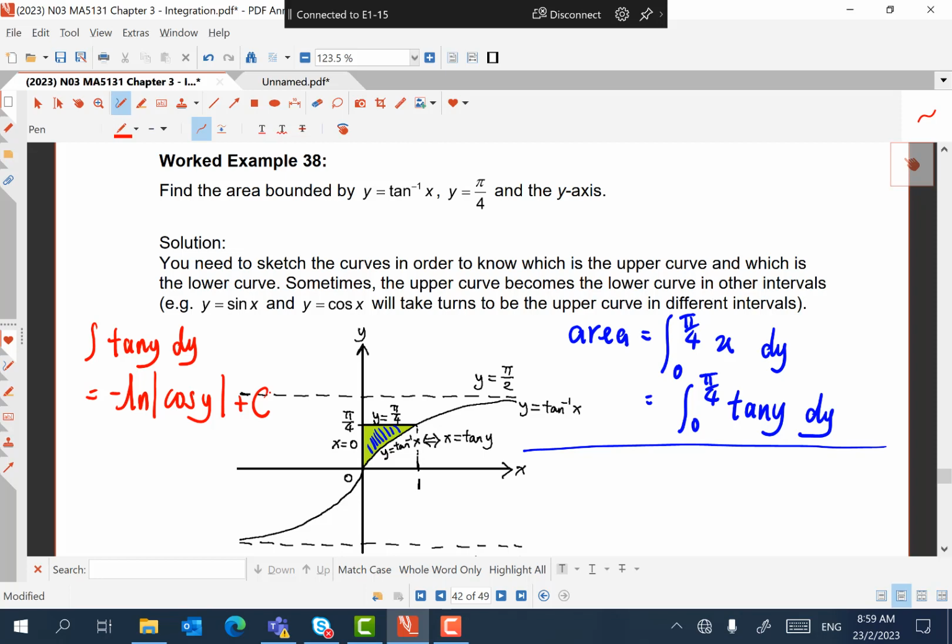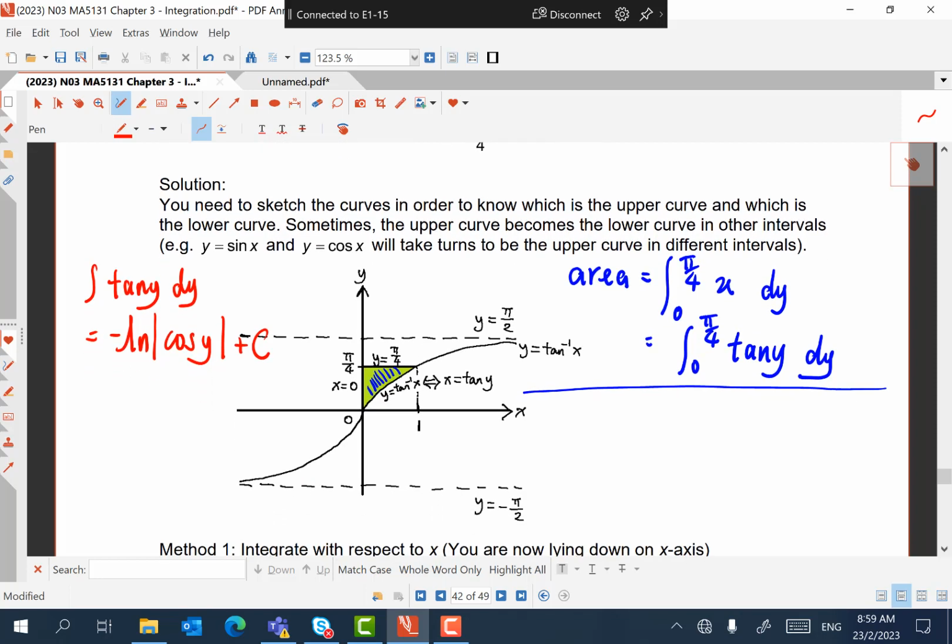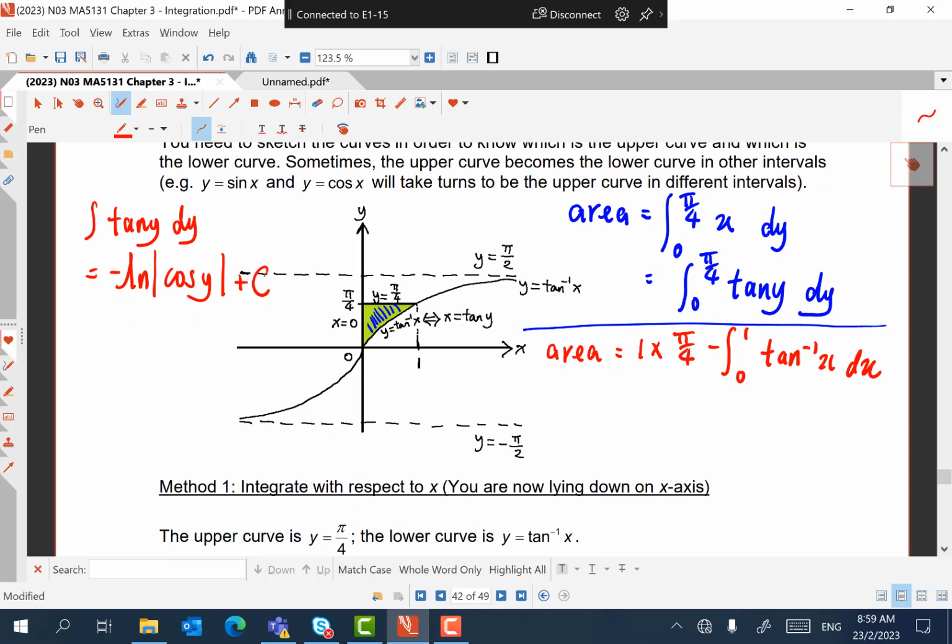You can find the same area using a harder way. Although you're not going to use it, I'm just showing you that you can find the same area this other way. Integrate tangent inverse, using integration by parts, minus 0 to 1. So this question shows you both ways.